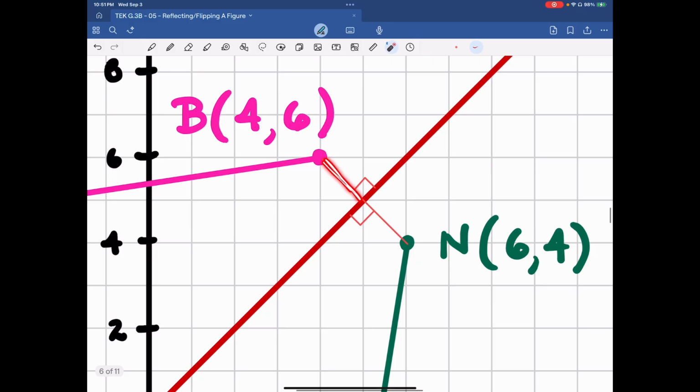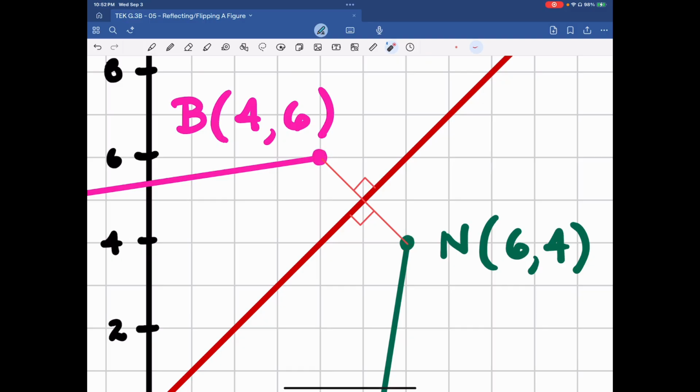I'm going to measure this distance, then I'm going to go out with another perpendicular line segment, the exact same distance as what I just measured, and then I'm going to draw another dot. This point and this point are now mirror images of each other. B is the reflected point of N, and N is the reflected point of B.